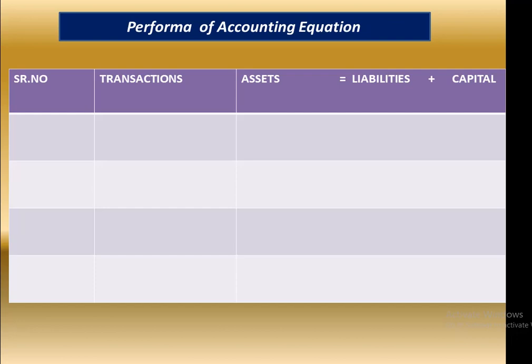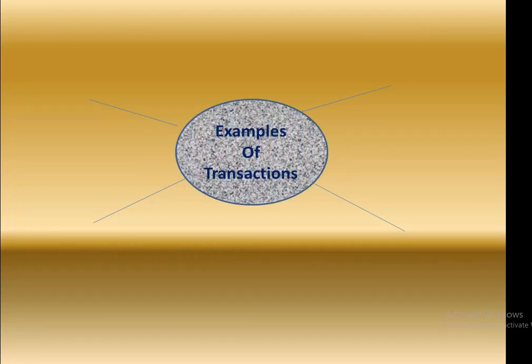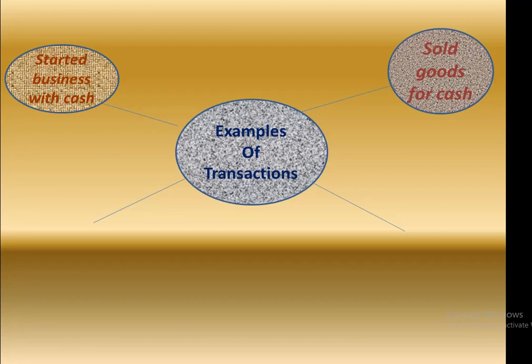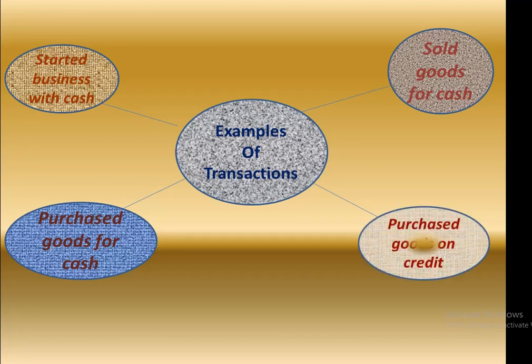Now, I am giving some examples of transactions, assets and liabilities. First, examples of transactions. Started business with cash, sold goods for cash, purchased goods for cash, purchased goods on credit, and many more.